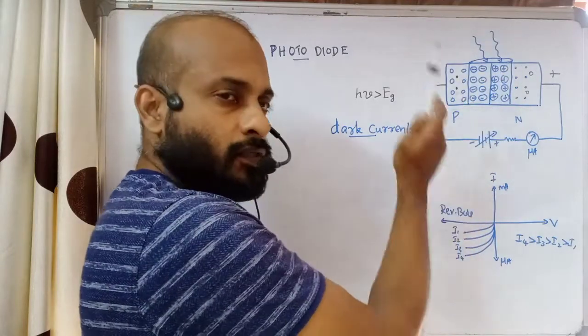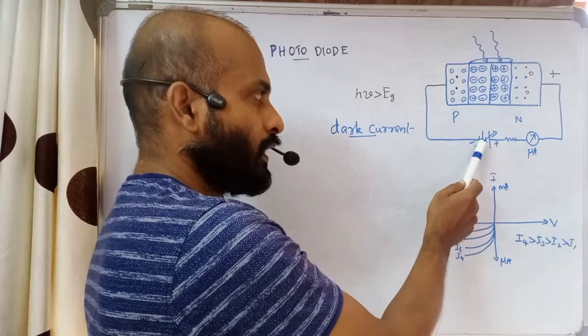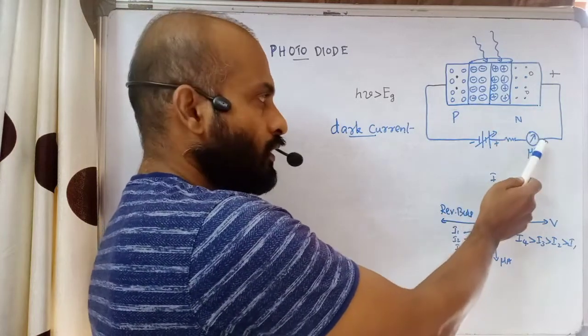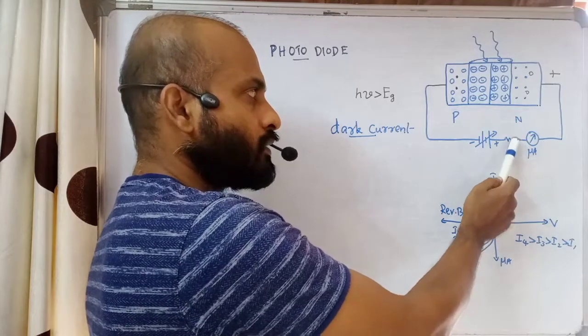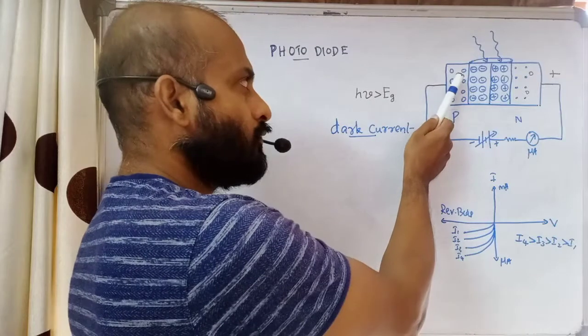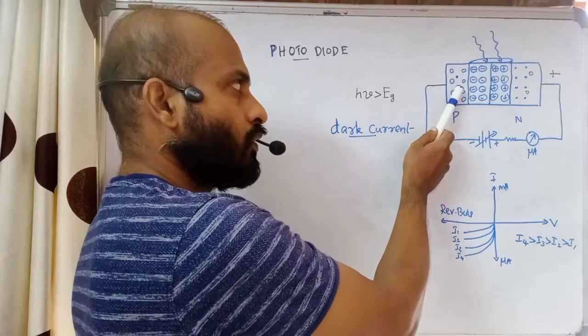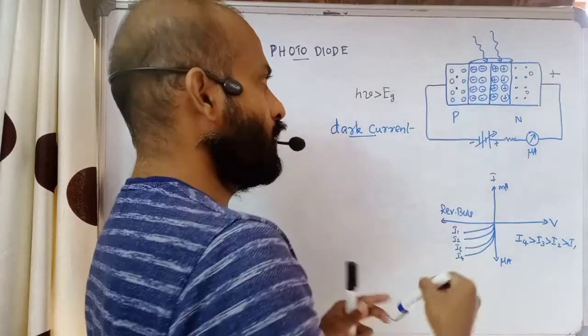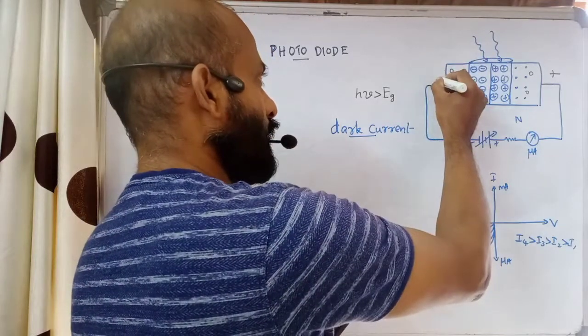Now we have applied the reverse bias. The P side is connected to the negative potential and the N side is connected to the positive potential through a microammeter and a resistor. So these are the arrangements. Now in the P side you can see a few minority carriers. Minority electrons are there, and in the N side minority holes are there. So we applied a reverse bias here.